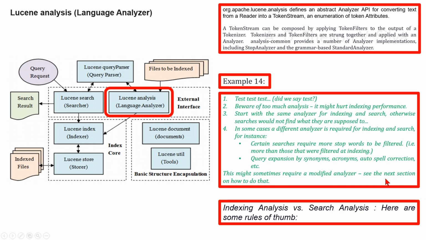Now we are considering indexing analysis versus search analysis. Here are some rules of thumb. Selecting the correct analyzer is crucial for search quality and can also affect indexing and search performance. The correct analyzer for your application will depend on what your input looks like and what problems you are trying to solve. Lucene's Java wiki page, Analysis Paralysis, provides some data on analyzing your analyzer.